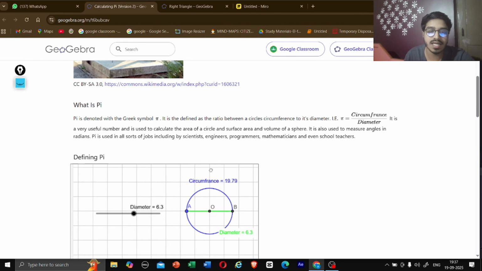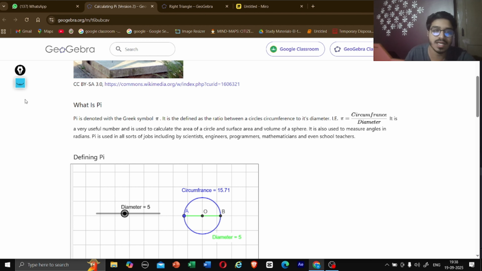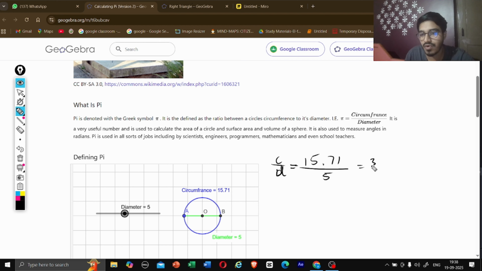Take a circle. Let the diameter be 5 centimeter. Whenever the circle has a diameter of 5 centimeter, the circumference of the circle will be 15.71. So whenever you do 15.71 divided by 5, that is circumference divided by diameter, the value will always be 3.14. What is this value?